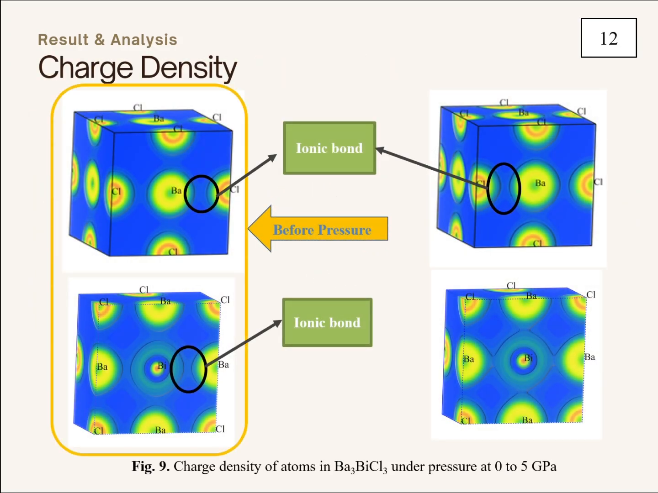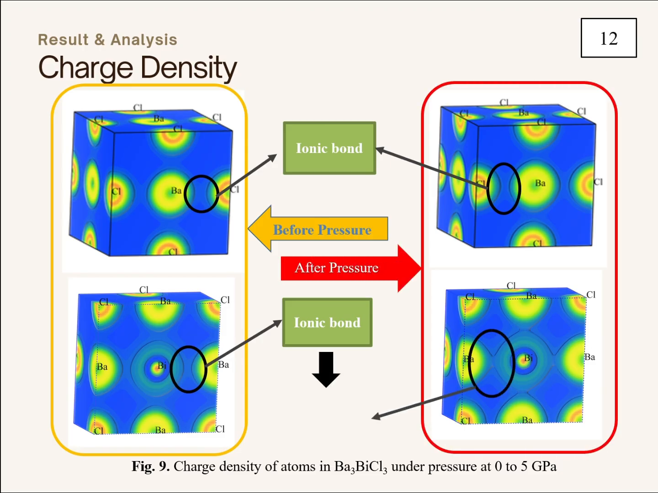And here is the charge density. We can see that at the initial position there is no covalent bond, all are forming ionic bond before pressure. And if we give some pressure, we can see that at the right bottom corner, Ba and Bi have been converted to covalent bond from ionic bond. So it is another finding here.